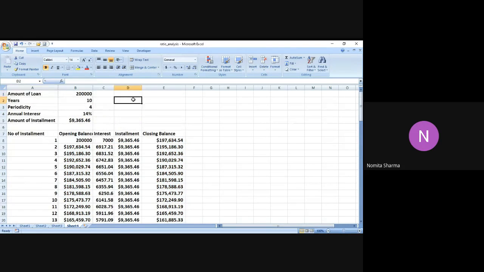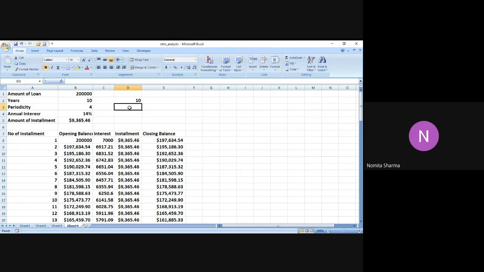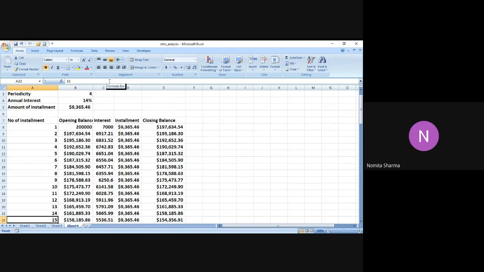So if I calculate the number of installments over here as well, this is nothing but 10 multiplied by 4, that is 40. There's an error. Let me just correct that. That's equal to 10 multiplied by 4 as 40. That means overall for the 2 lakh loan for 10 years with the 4-year periodicity and 14% interest rate, I have to actually give 40 installments to the bank. Right, and this also I've got in this particular table with the headings as number of installment, opening balance, interest, installment, and closing balance.